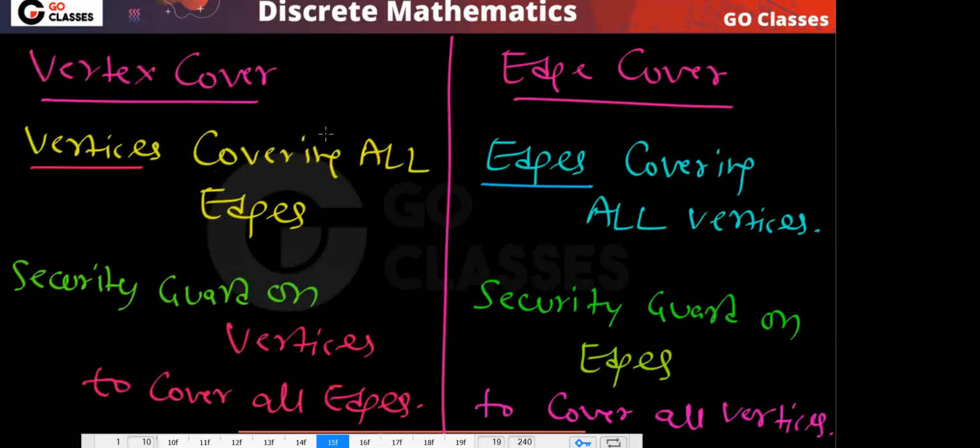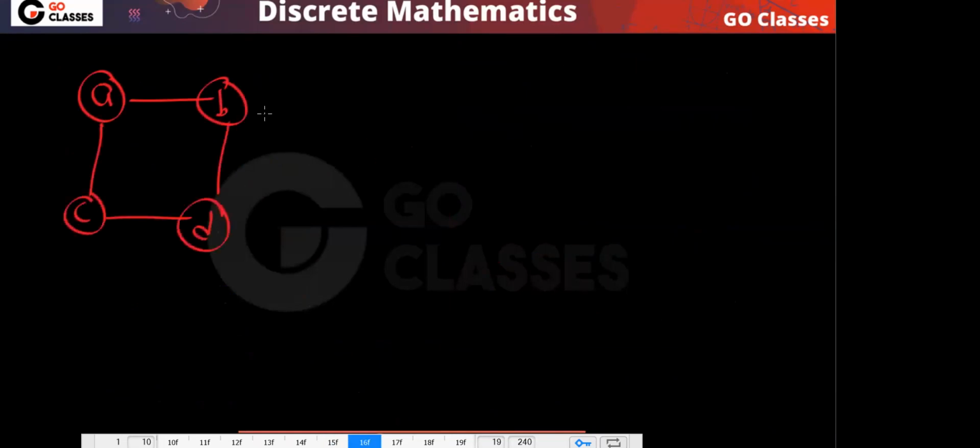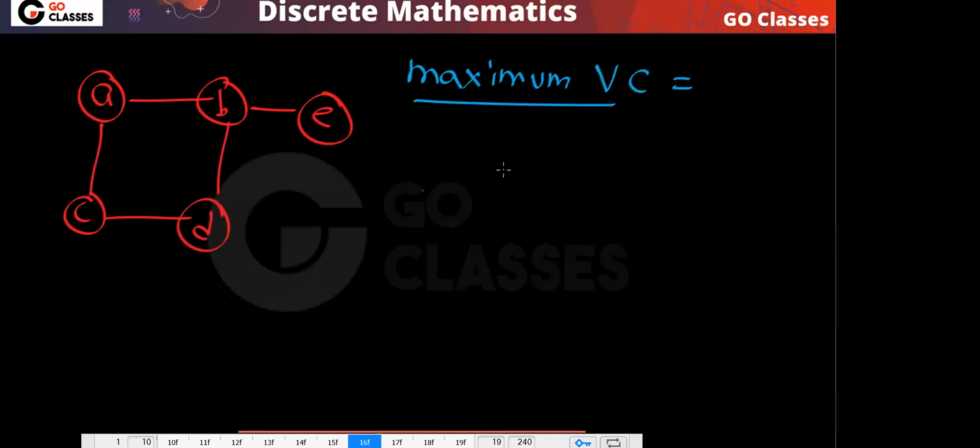Now, in both these scenarios, what is the interesting problem? For example, if I give you this graph with A, B, C, D, E, then tell me, is maximum vertex cover an interesting problem? This is not an interesting problem, because what will be your answer? You don't even have to apply your brain. So this maximum vertex cover is not an interesting problem, because you can simply do this.